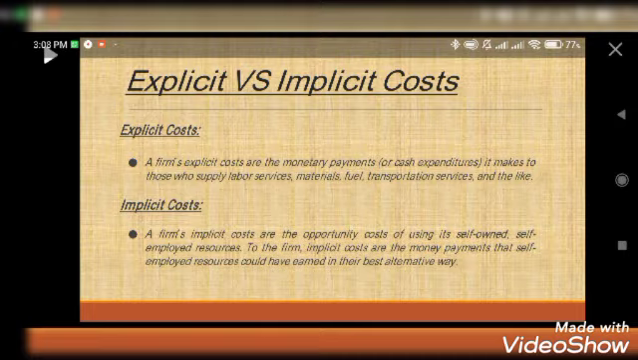For the implicit cost, it is where no actual payment is made. It is any other cost that has already occurred but is not necessarily shown or reported as a separate expense. It is represented as an opportunity cost that arises when a company uses internal resources towards a project without any explicit compensation for utilization of resources. As well, you can see the definition: implicit costs are the money payments that self-employed resources could have earned in their best alternative way.